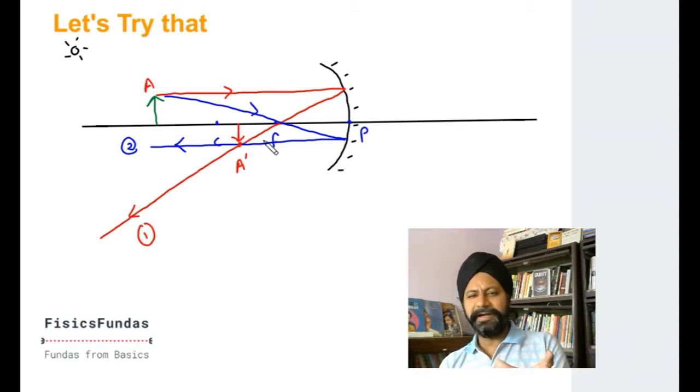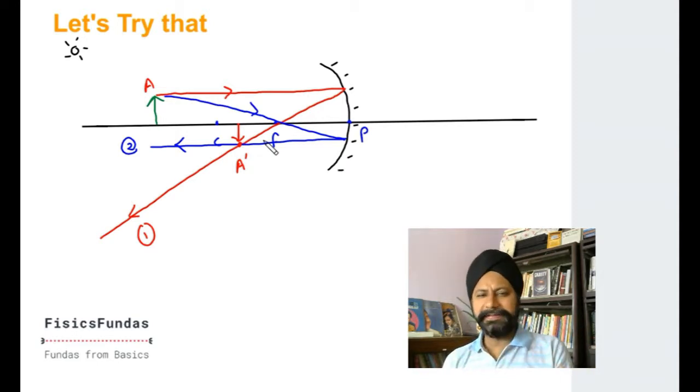So let's describe the image. The image is smaller in size, it is inverted, and it is between the focal point and the center of curvature. Nothing to be memorized. After you draw a couple of ray diagrams, you will see what happens. Plus I'm going to show you the pattern.